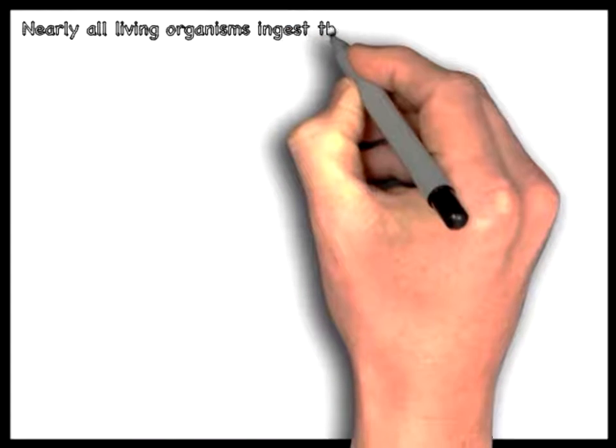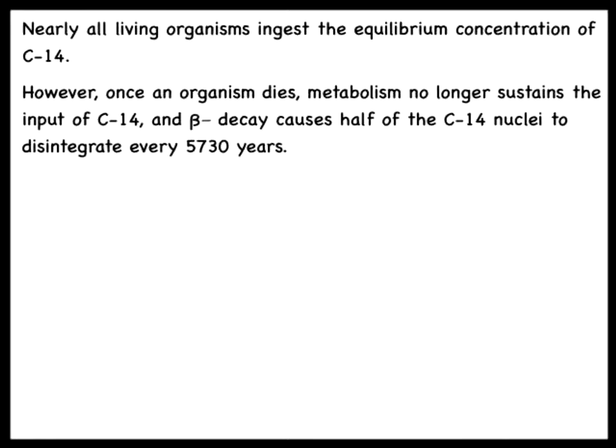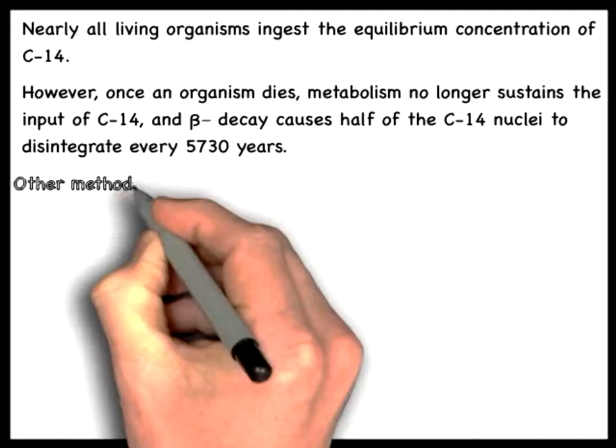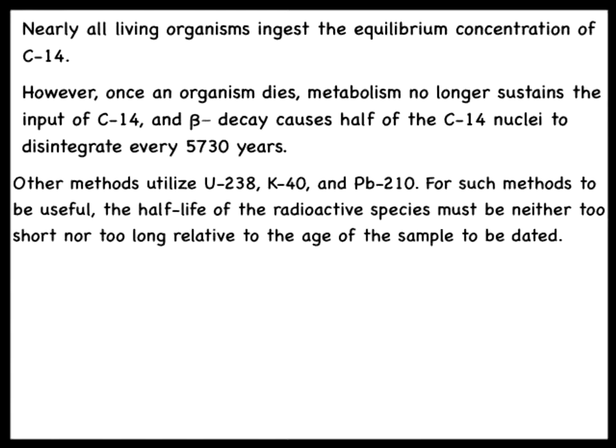Moreover, nearly all living organisms ingest the equilibrium concentration of carbon-14. However, once an organism dies, metabolism no longer sustains the input of carbon-14, and beta-minus decay causes half of the carbon-14 nuclei to disintegrate every 5,730 years. Radiocarbon dating is not the only radioactive dating method. For example, other methods utilize uranium-238, potassium-40, and lead-210.